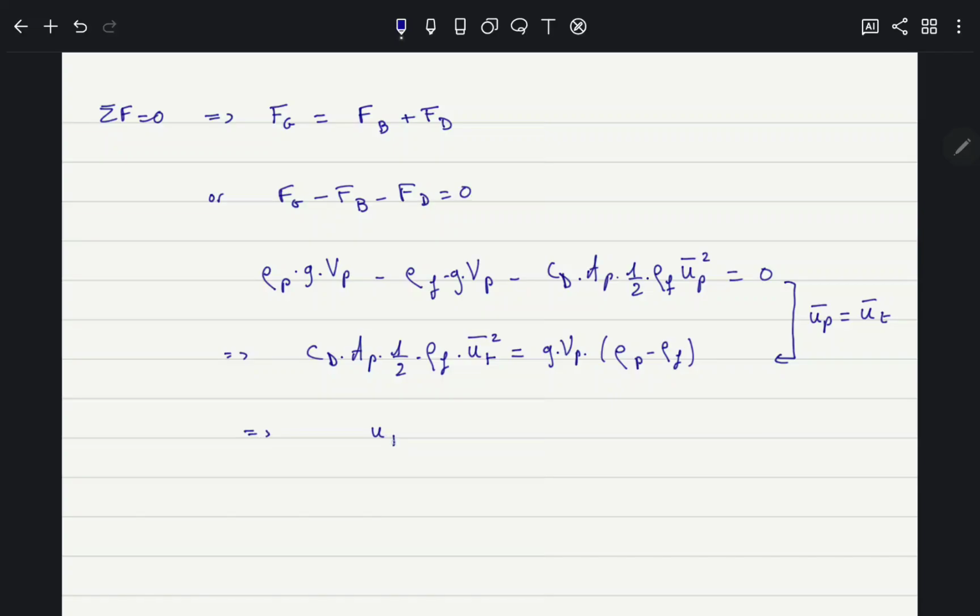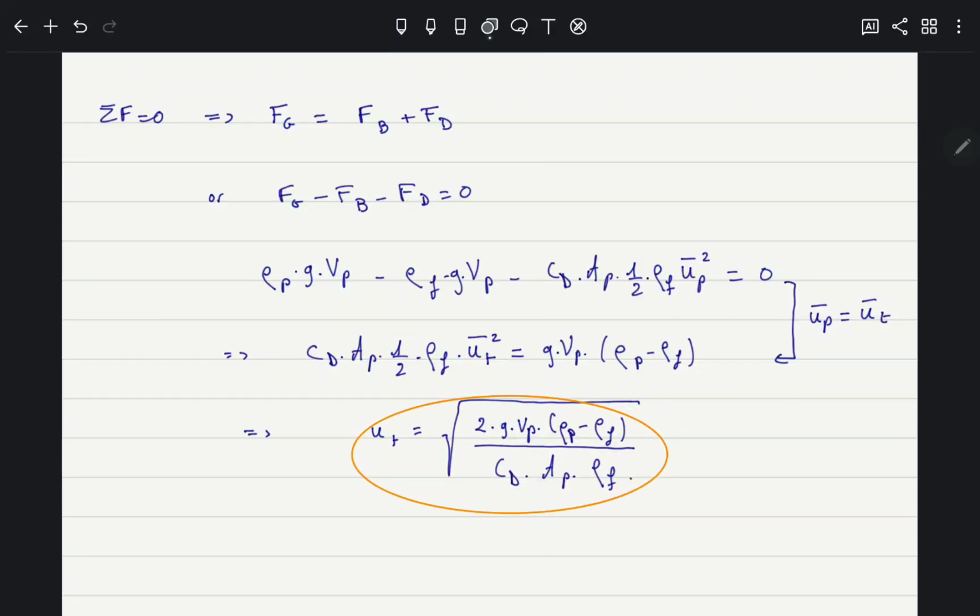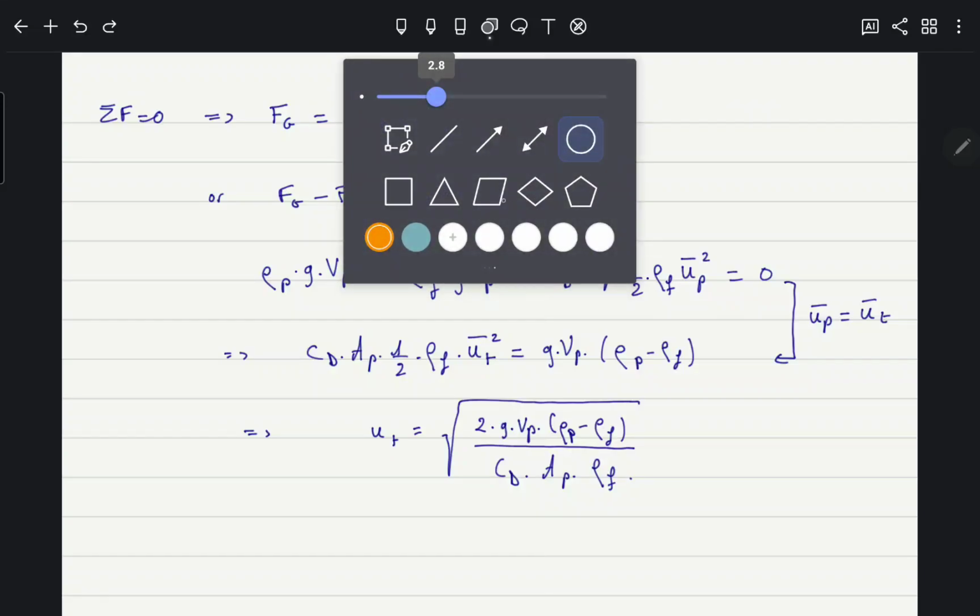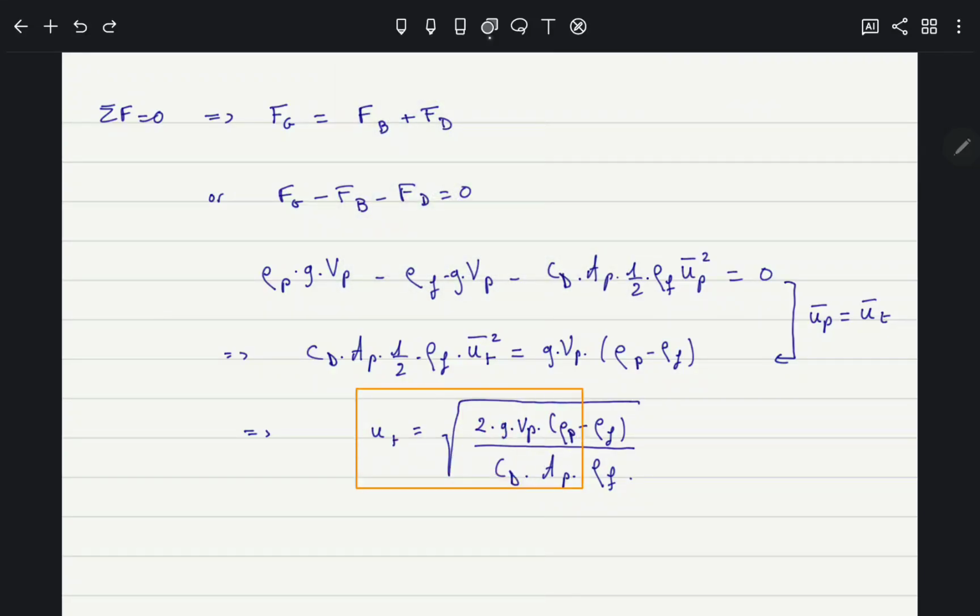So from there we'll have ut equals the square root of, at the numerator we'll have 2 g Vp rho p minus rho f, and at the denominator we're going to have Cd Ap and finally rho f. So that's one expression. That's one expression for our terminal velocity.